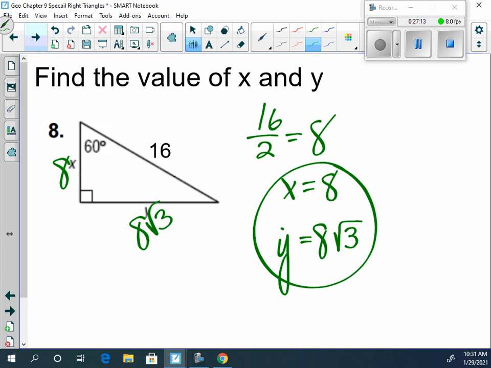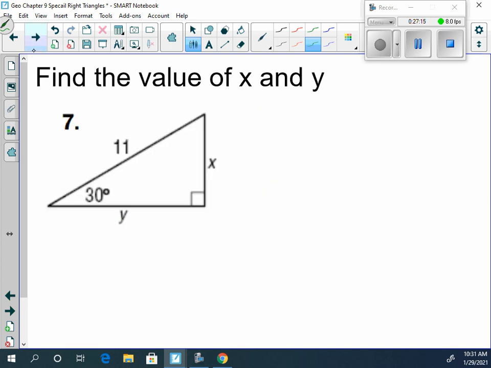Questions on this here? Okay. What do we do here? We divide by 2. Which will give us 11 halves.